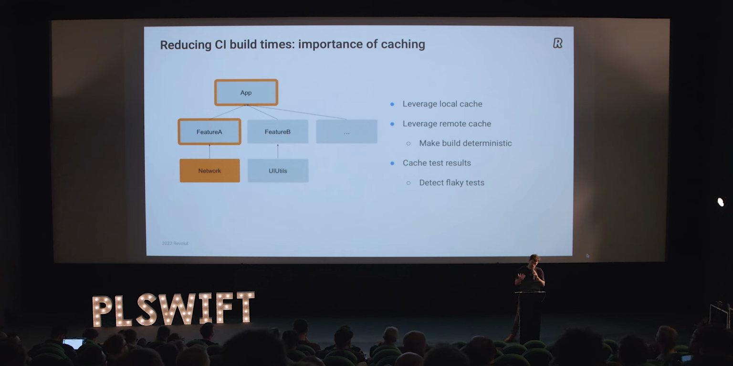So basically that's what you see on the screen. What you see on the screen is a dependency tree where, for example, there is a change on network, and the only thing that CI has to build and test is network, feature A, and application. And the rest of the stuff, no, it should be cache, right? So the first solution is you have to leverage local cache.